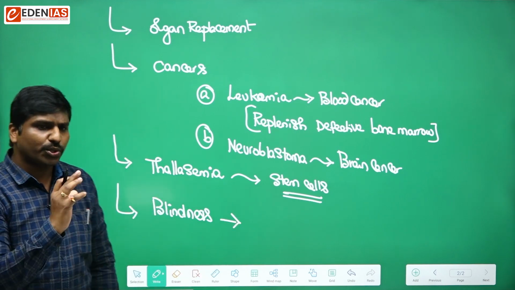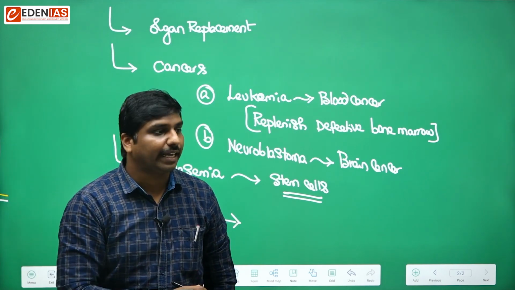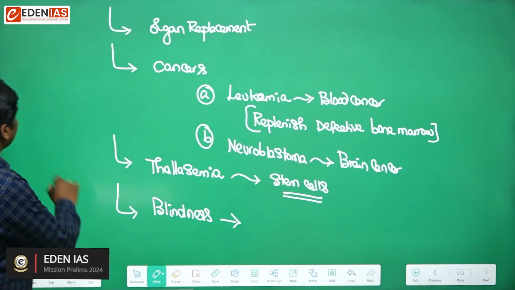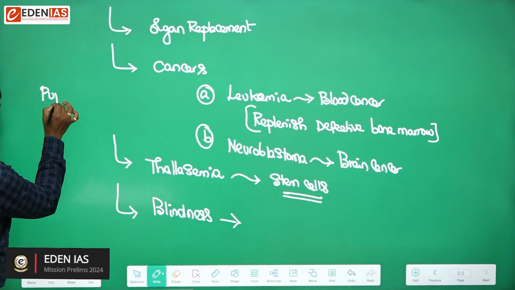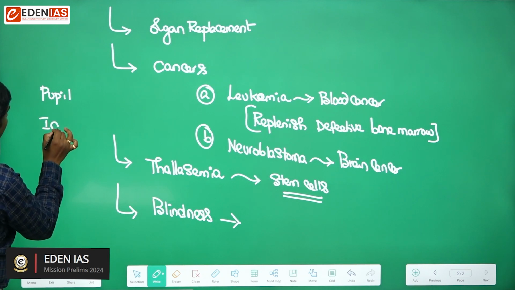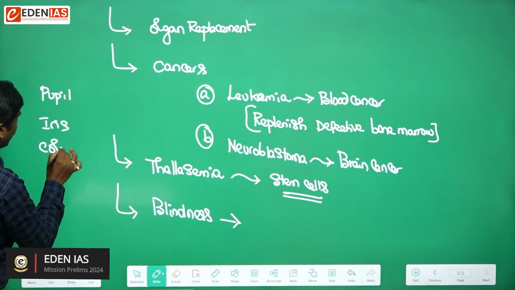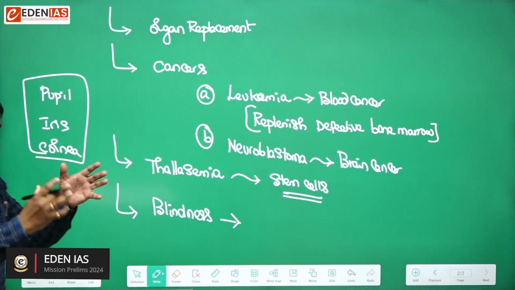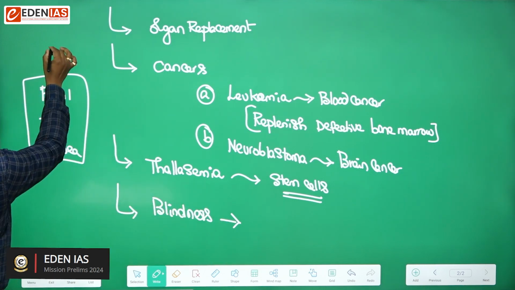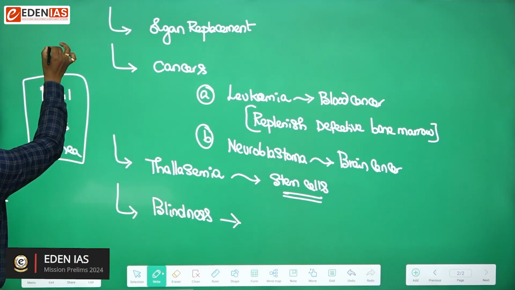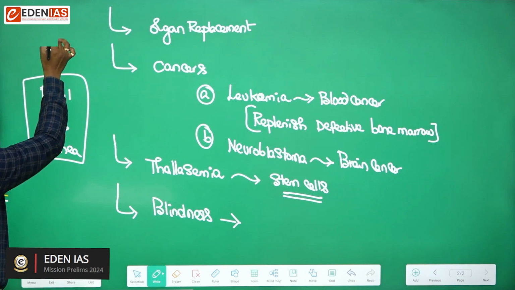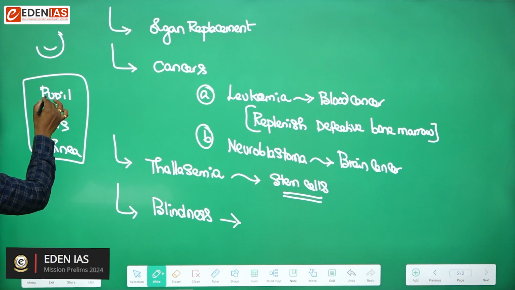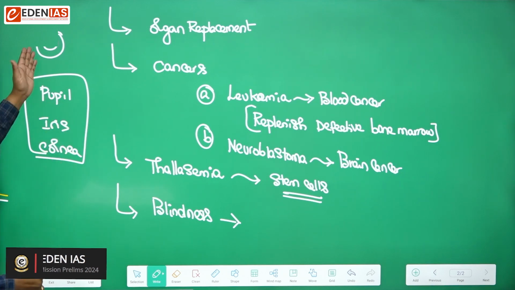Usually we have different parts of the eye: the pupil, the iris, and the cornea. These are the three important parts. If you see in this order, at the center of the eye we have the pupil. Covering that we have the iris. Covering that we have the cornea. So you remember the order PIC, from inside to outside.